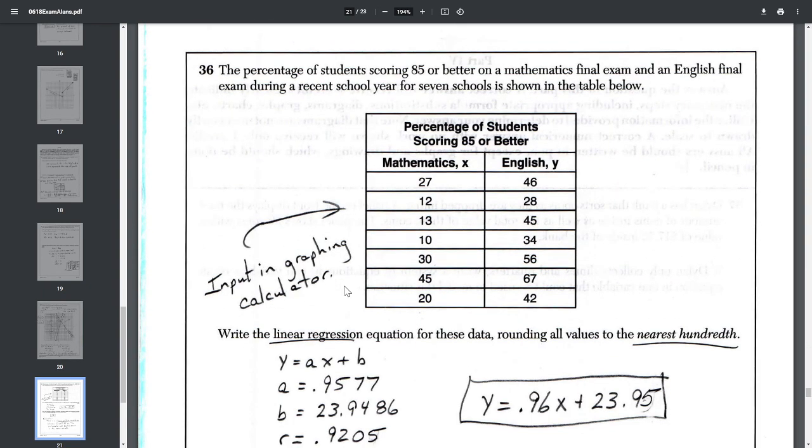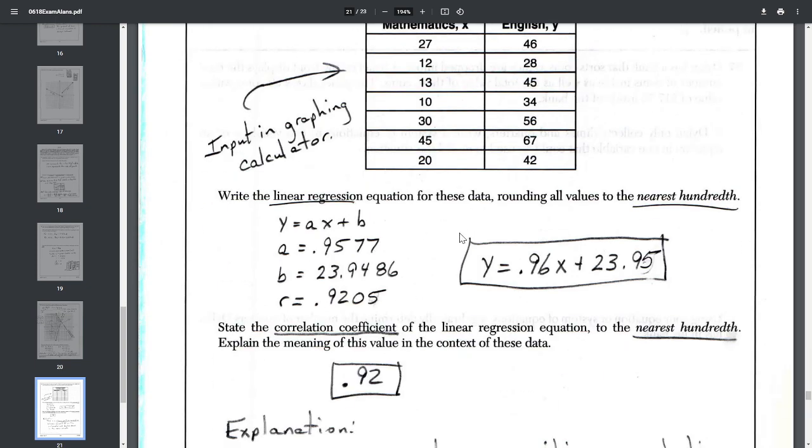Number 36. To do linear regression, remember, make all these values into a table on Desmos, and then you're going to do y1 squiggle m x1 plus b. That gets you all of these values here, so you can write your linear equation. And it says round all values to the nearest hundredth, so that means 2 digits after the decimal. So that's why the answer is y equals 0.96x plus 23.95.